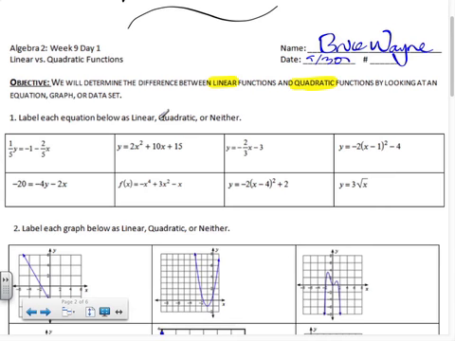Second, you might look at an equation, and if you look at an equation, it's also pretty straightforward. If the highest exponent of x is 1, it's linear. And if the highest exponent is 2, it's quadratic. Now what if it's higher than x squared? Then you have to say neither. And we'll learn about that one day.